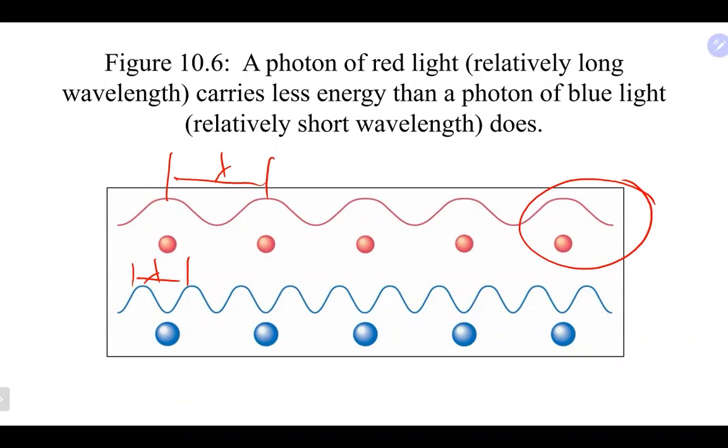So the red part of the spectrum, where we see red and orange, is the lower energy part in terms of colors.